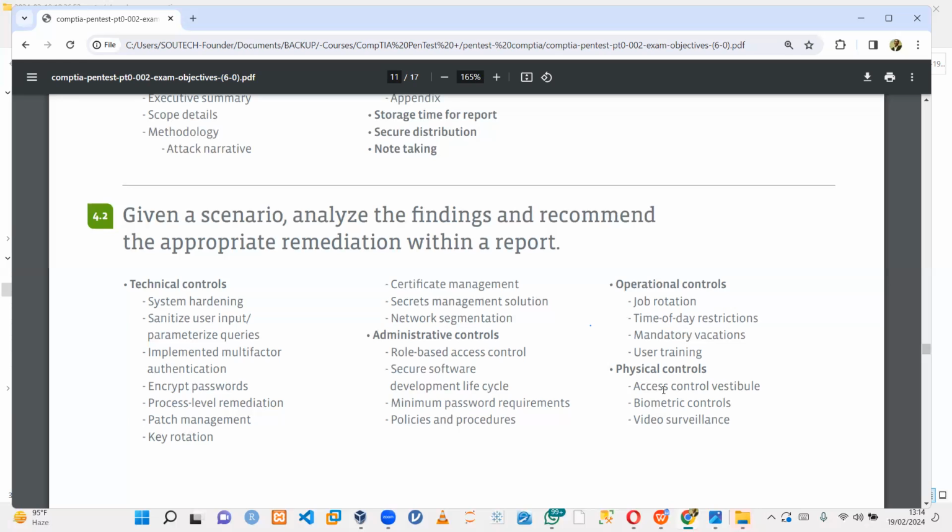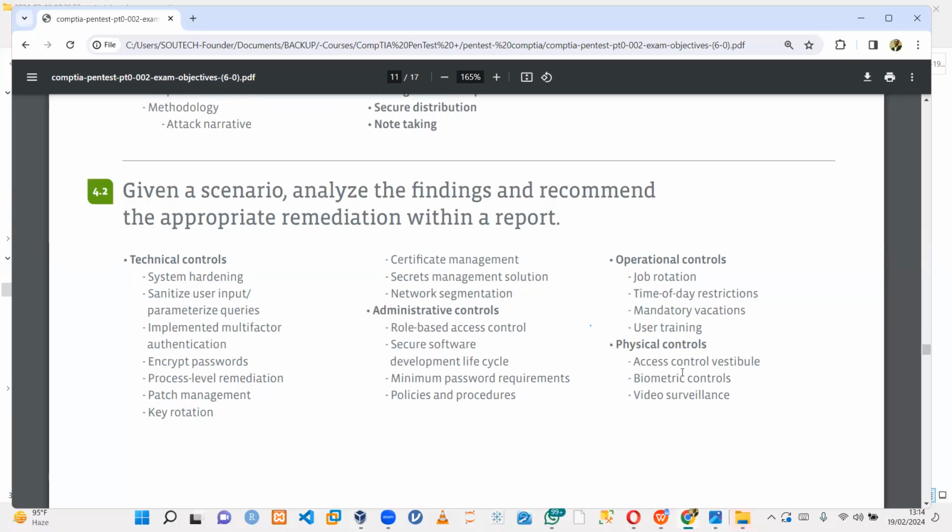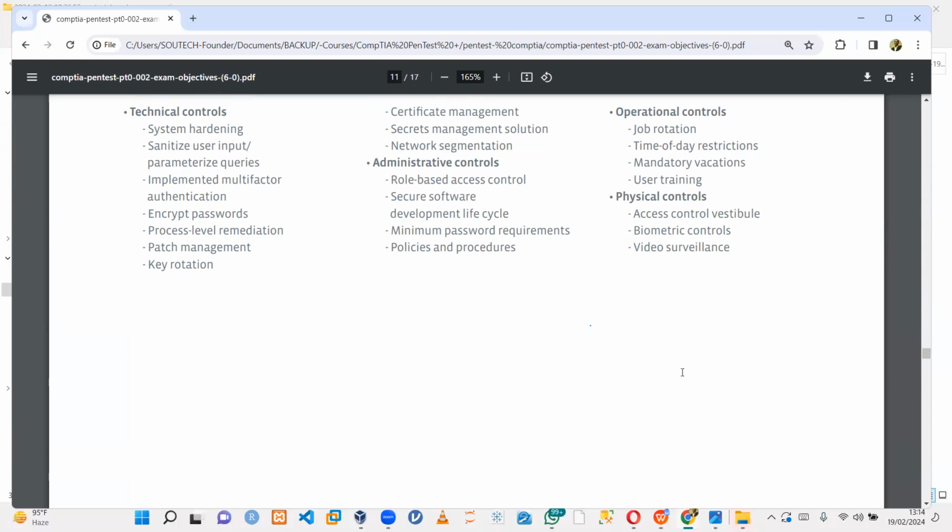Right? And in physical control, we are also saying, what are the items we can fix within the facility to help us protect our systems? And the recommendations you are going to be giving is going to be from within, or a combination of most of these controls.